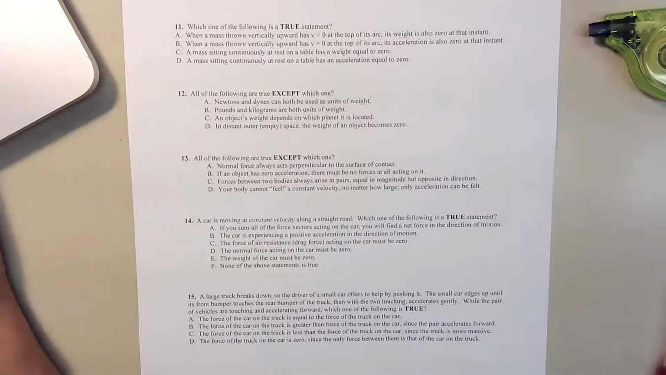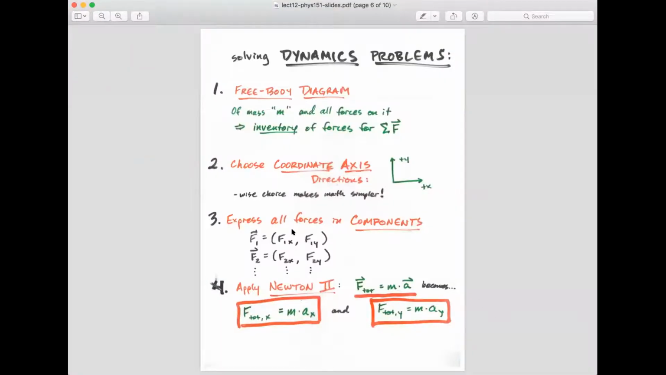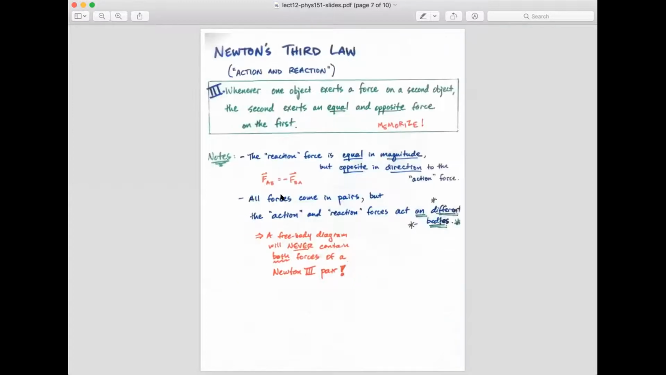Let's go back now and finish with Newton's third law. Just a sec while I switch over. Okay, so Newton's third law.